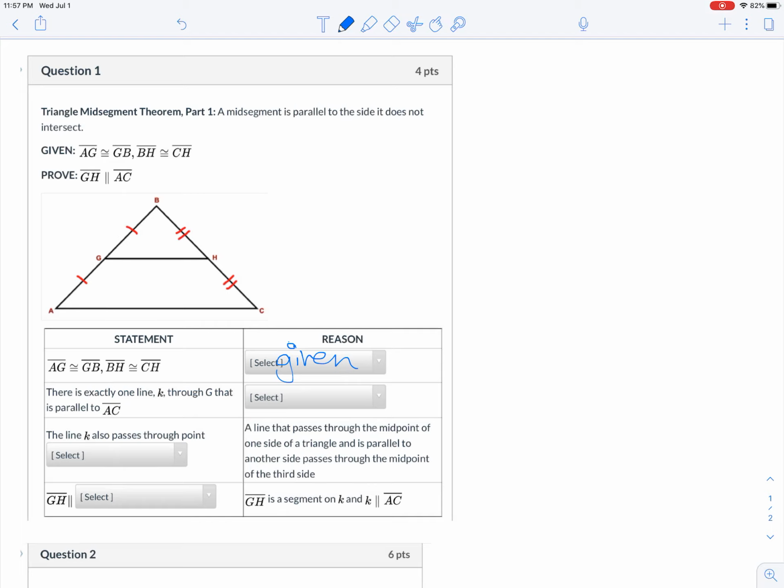Step 2, there is exactly one line K through G that is parallel to AC. That, I believe, is one of Euclid's postulates, that through any line and a point, there is only one line parallel to it. And so it goes through G.